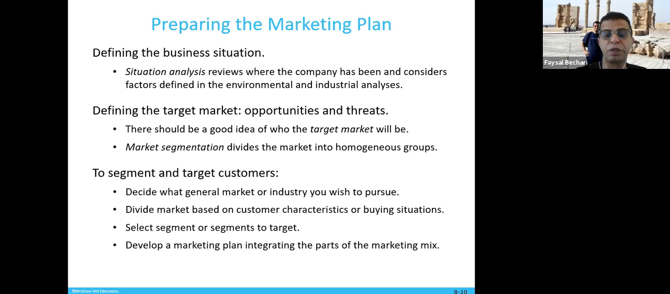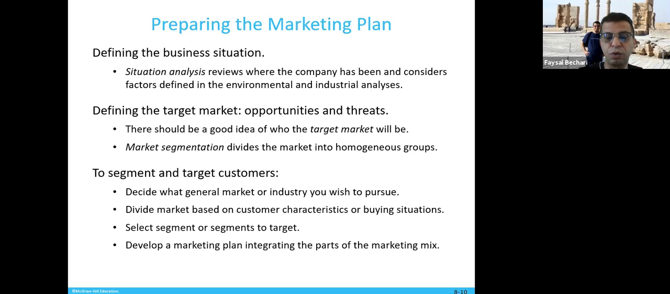You need to focus on the target market because you cannot be just open. And you need to do market segmentation, which divides the market into homogeneous groups. It could be homogeneous in ethnicity, in age, or in education background, or in country background. These are the homogeneous groups. Then you segment and target the customers.